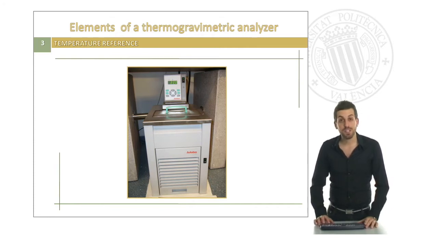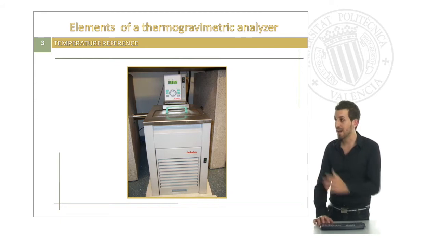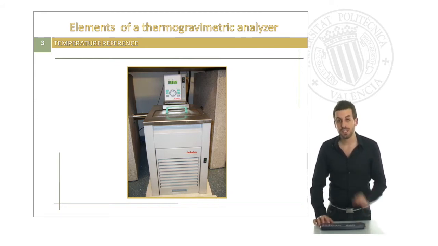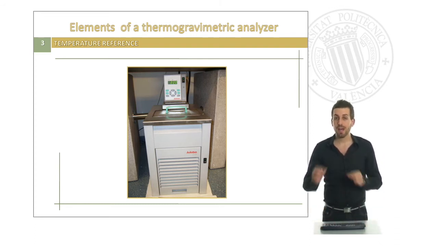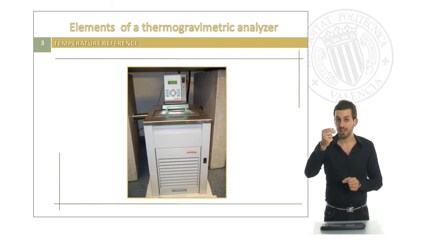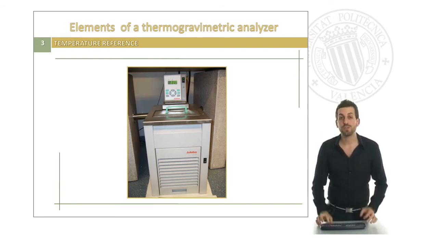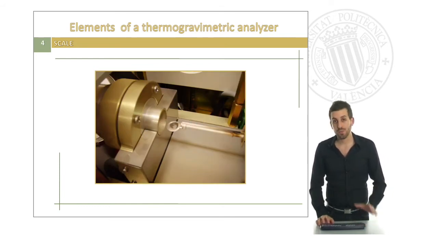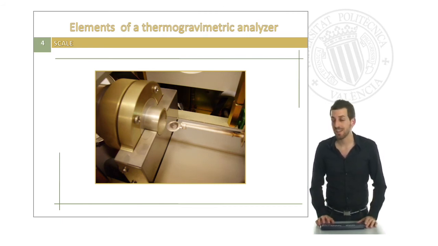As a control of the temperature, it's good to have a temperature reference. In our case, we have a bath of water which is controlled at a constant temperature. So what our TGA does is apply a difference of temperature between the one that it wants to apply and 22 degrees. The other component, since we are measuring mass, is a scale.